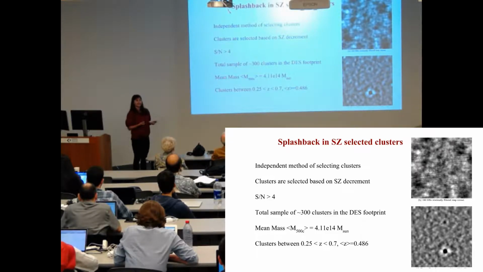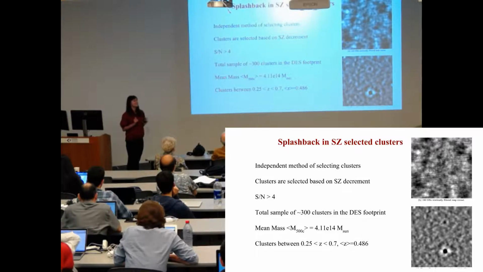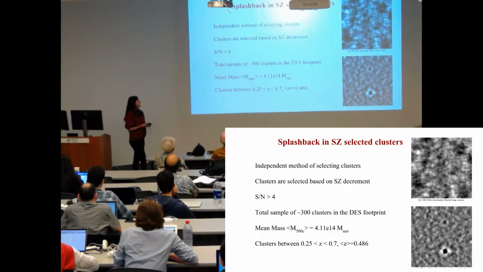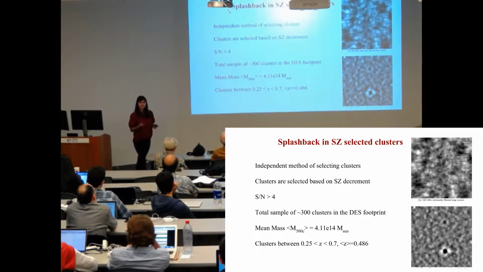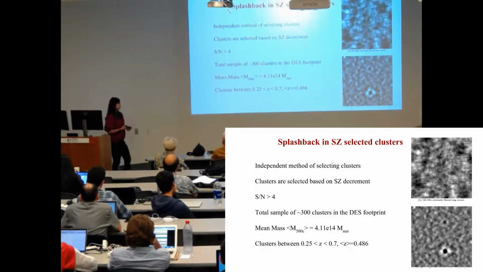For example, we're taking the SZ selected clusters, which are selected by a decrement in the temperature in CMB maps, and they're recognized as shadows in the CMB maps. There's a fairly decent sample of SZ selected clusters. This is a completely independent method of selection, and it does not have to do anything with the actual tracers that we are going to use to measure the splashback radius, that is the galaxies or basically the mass distribution. We have about 300 clusters in the DES footprint. So we are doing SZ clusters cross DES galaxies again.